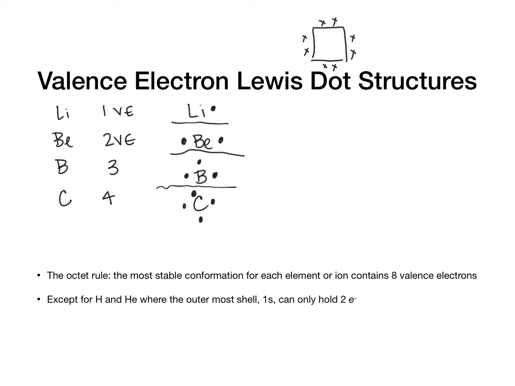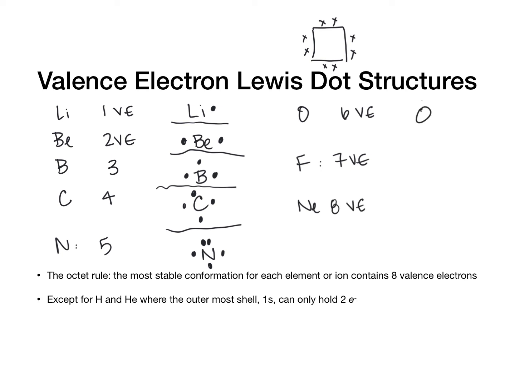Up next is nitrogen. It has 5 valence electrons, so if we put our 4 around, this last one can go on any of the sides. I'm going to put it on the top one, but you could have selected any of the 4 sides as long as you have 3 lone electrons and a single pair. So we have oxygen with 6 valence electrons, fluorine with 7 valence electrons, and neon with 8.